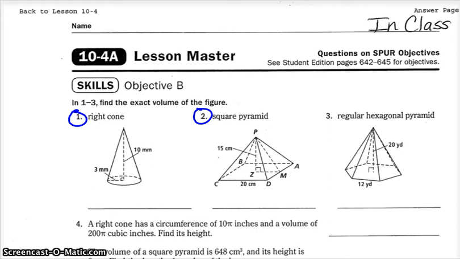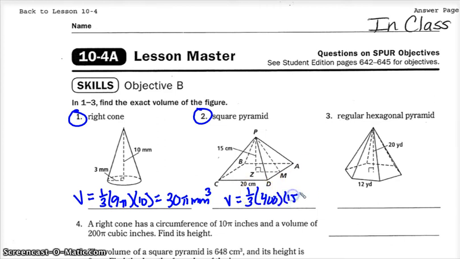Alright, for question number 1, you should have used your volume formula and done 1/3 times the area of the base times the height, and gotten a grand total of 30 pi millimeters cubed. For example number 2, we should have used my volume formula and done 1/3 the area of the base times the height, and gotten a grand total of 2,000 centimeters cubed.